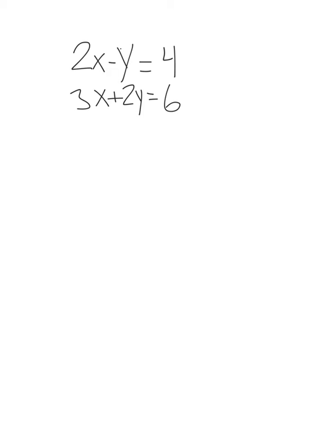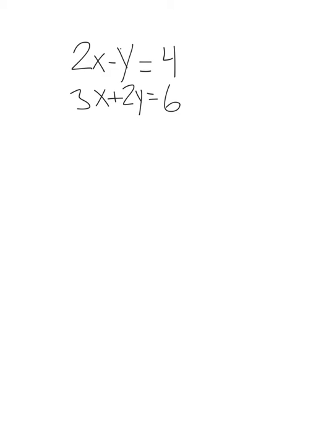Let's look at our y variables. Negative y plus 2y would give me 1y. I can eliminate y by adding. Negative y minus 2y would leave me with negative 3y. So once again, I can't add or subtract from the start to eliminate a variable. What I can do, though, is multiply one of my equations by a number and then add or subtract to eliminate a variable.